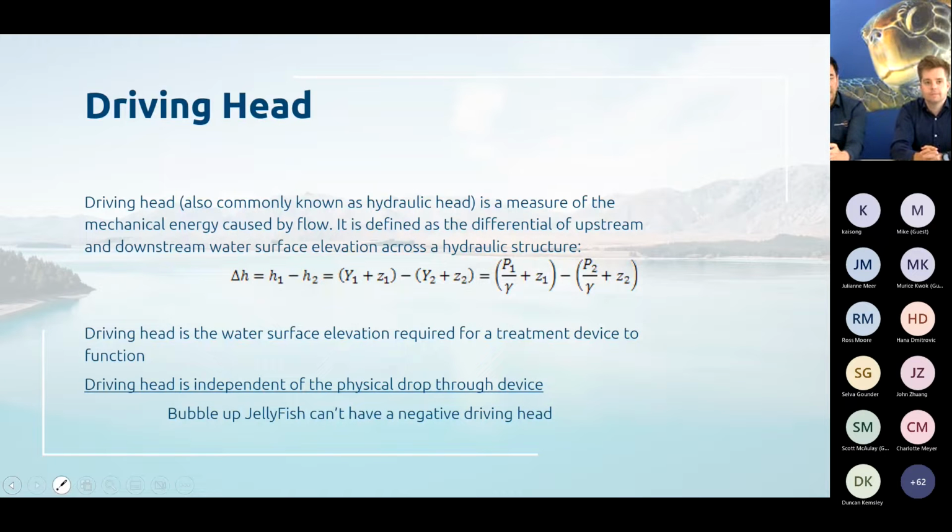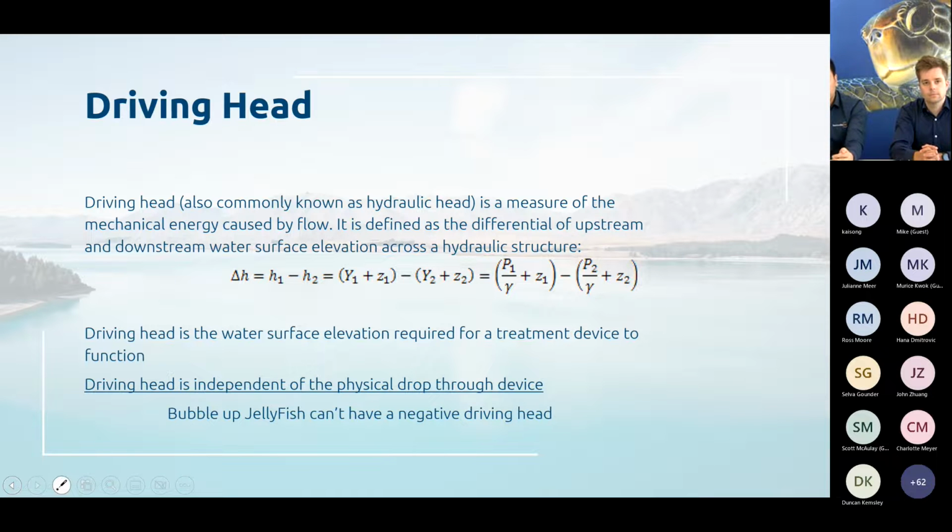Cool. So another type of head is the driving head. It is commonly known as the hydraulic head. It's just a measure of mechanical energy caused by flow. You can see that represented by the formula there. But all it is is a differential of upstream and downstream water surface elevation across a hydraulic structure.